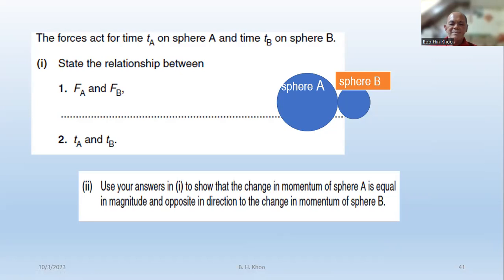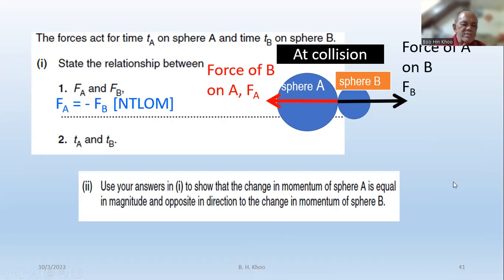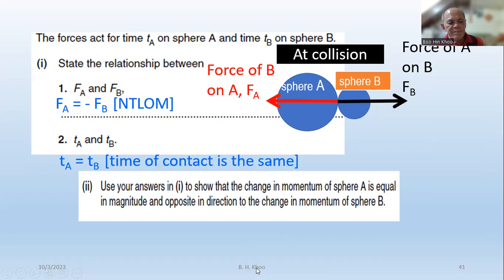Make a guess. Right? You apply Newton's third law. You hit me, I hit you back. So it's the same action reaction force at collision. That's your Fa, force of B on A, force of A on B. Right? So they are the same. Newton's third law of motion. The time should be the same because they are in contact for the same time. Right? Short period of time. Time of contact is the same.